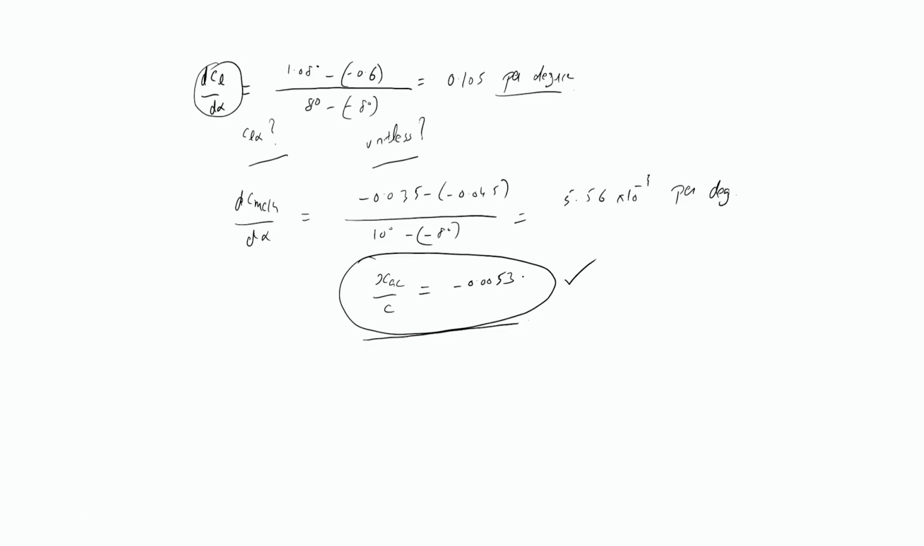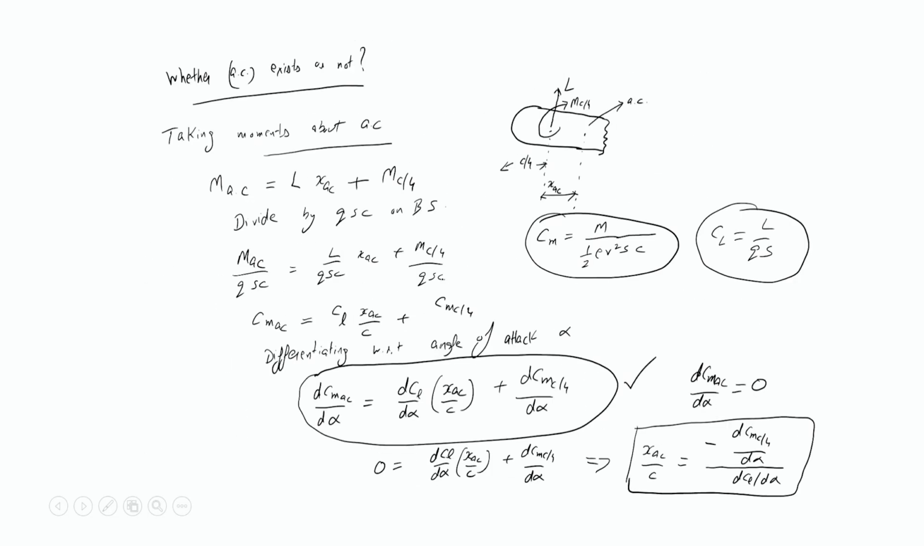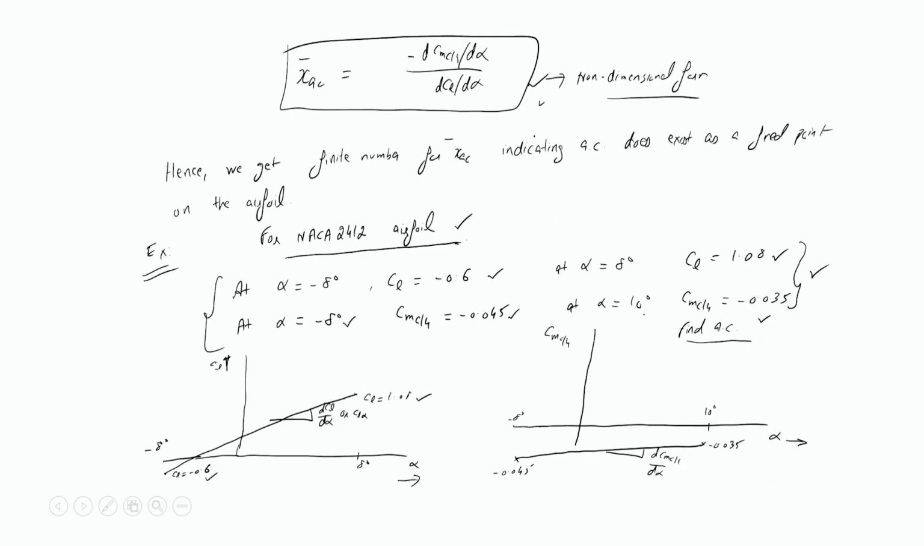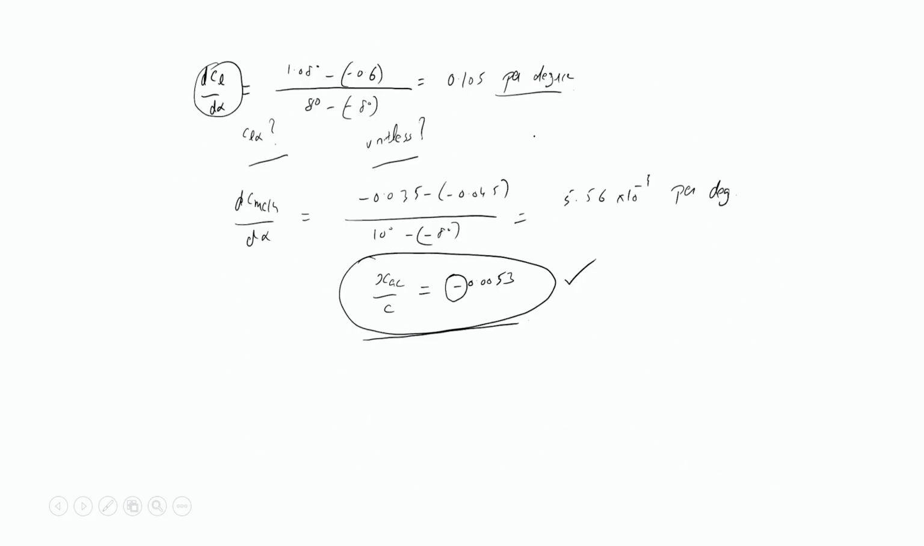Now what does this negative sign mean? While deriving this expression, we took the assumption that the aerodynamic center is behind the quarter chord point. So the negative sign means that for this airfoil, the aerodynamic center is ahead of the quarter chord point. Always remember the sign. So minus 0.0053 indicates that AC is ahead of c/4, by 0.53% of chord length.